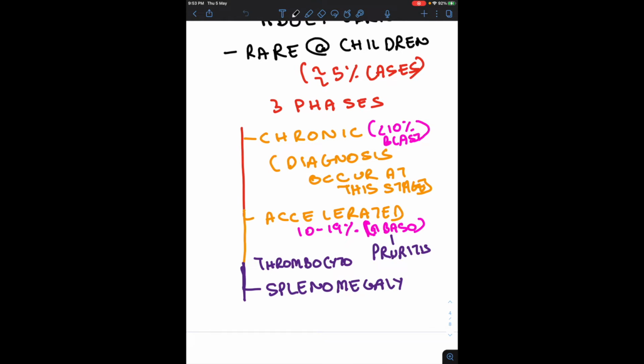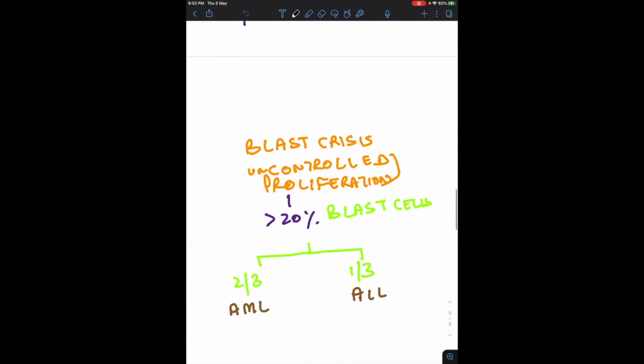The chronic phase is the phase at which the diagnosis occurs in most cases, and it has less than 10% blast cells, and usually the patient is asymptomatic. In the accelerated phase, there are 10 to 19% blast cells, and here we see increased basophils, which are responsible for the pruritus. Also we see thrombocytopenia and splenomegaly.